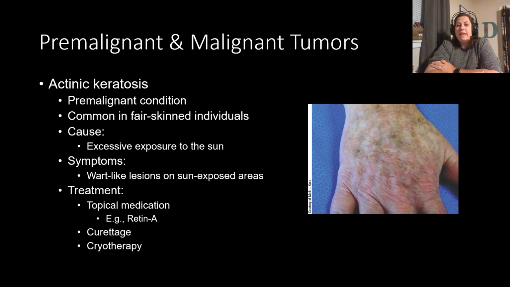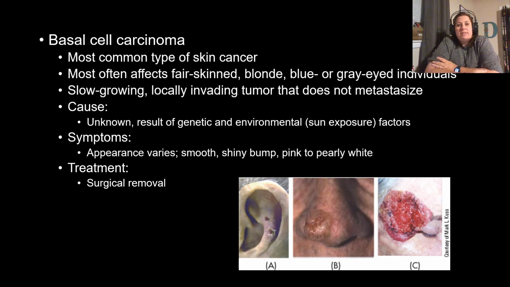Symptoms are wart-like lesions on the sun-exposed areas of the skin. Treatment is topical medication like the Retin A. We also could do curettage where we take out the pieces that are real scaly, and also cryotherapy might be useful. Basal cell carcinoma is the most common type of skin cancer.